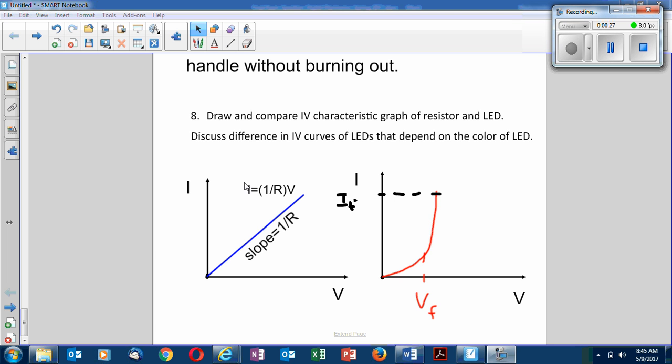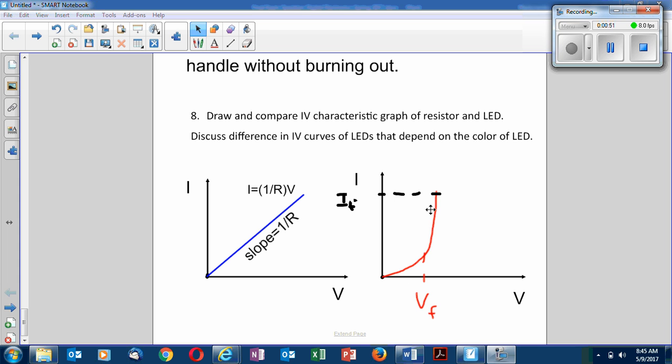The IV curve of a resistor is a straight line because the relationship between current and voltage in a resistor is Ohm's law. So when we graph that, we end up with a straight line, and the slope of that line is 1 over R. The IV curve of the LED is different.